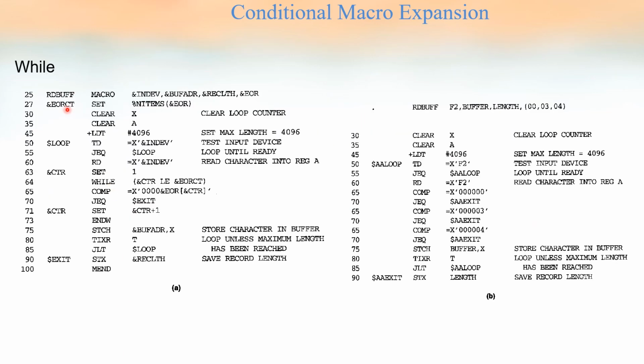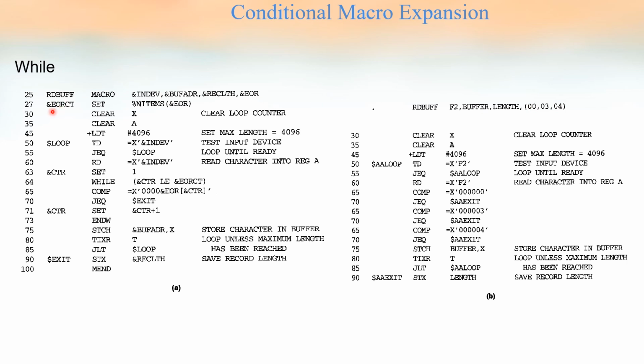Example for the while loop. RDBUFF macro. These are the parameters and this is the definition of the RDBUFF macro. So here a while loop is used. These are the parameters: input device, buffer address, record length, and end of record. Here end of record is not a single variable, it is an array or a list. For these three numbers, I have to consider them as end of record. So if I press 0, 0, that means I have to stop the input. 0, 3 also I have to stop the input. 0, 4 also I have to consider as end of record.